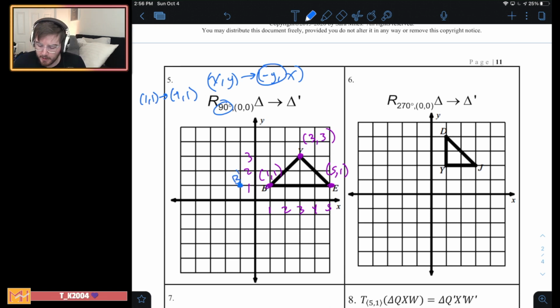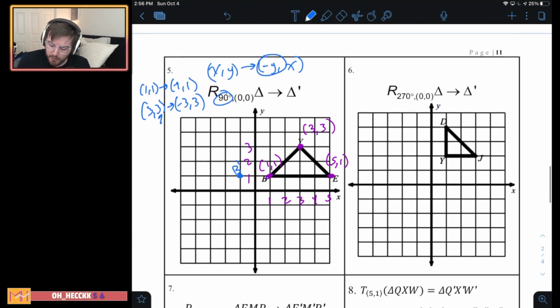B prime. (3, 3) switches to (3, 3). Kind of lame. That's okay. They switch places to (3, 3), but the y value gets a negative on it. So (-3, 1), 2, 3, up 3. So there's Y prime. And then E, (5, 1).